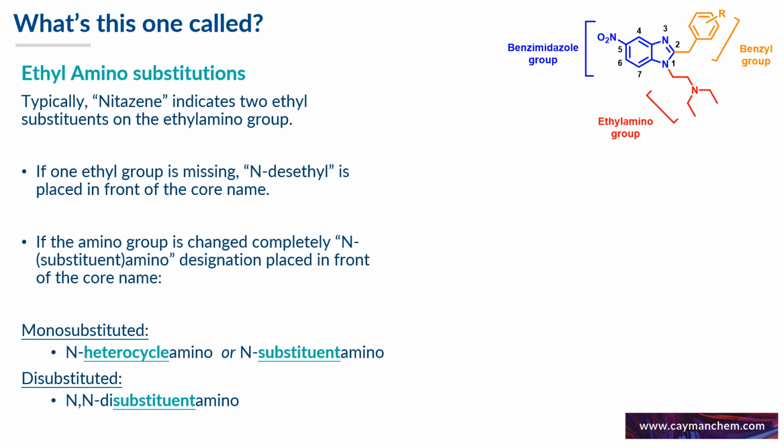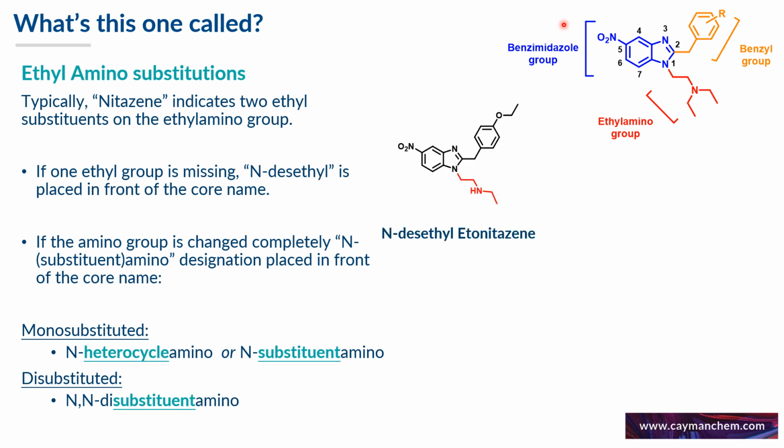Changes on the ethylamino group take cues from tryptamine nomenclature rules. Now, as we discussed earlier, that ethylamino group is typically substituted with 2 ethyl chains on the amine. When one of these ethyl chains is missing, we add a des-ethyl to the front of the core name, again, des meaning without, and des-ethyl meaning on the nitrogen without an ethyl group. And by adding one N, we are indicating that it is monosubstituted.